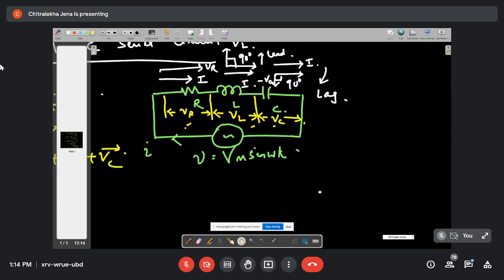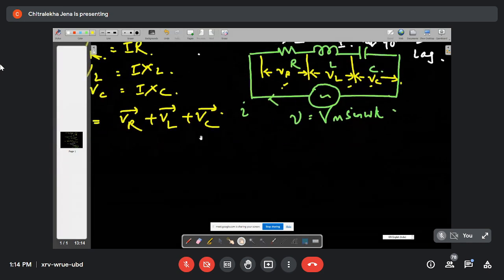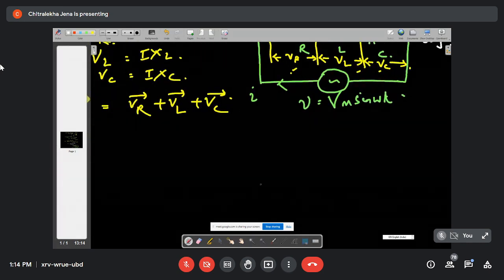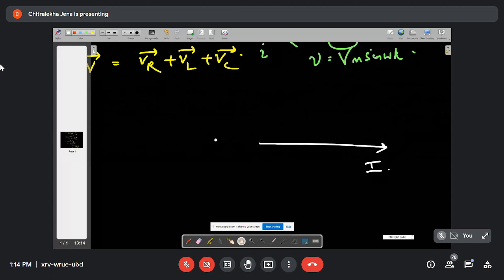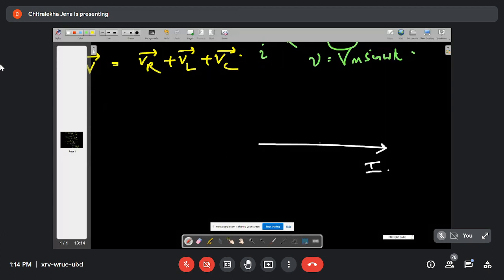Now here you see, I will draw all these phasors. Look here very carefully. Taking the current as the reference, due to the presence of the resistor, the voltage across the resistor and the current are in phase with each other. Due to the presence of the inductor, the voltage across the inductor will be leading the current by an angle of how many degrees? Tell me. 90 degrees. And what will be the voltage across the capacitor? Tell me.